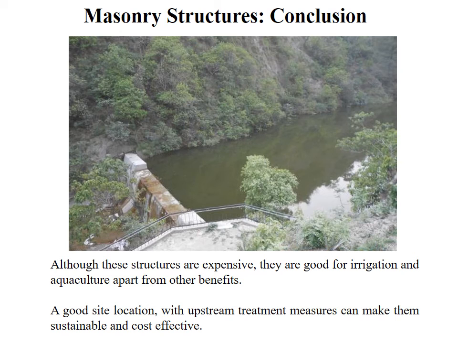Though masonry structures are expensive, they are very useful for irrigation and aquaculture. A good site selection along with upstream treatment measures can make these structures cost effective and sustainable.